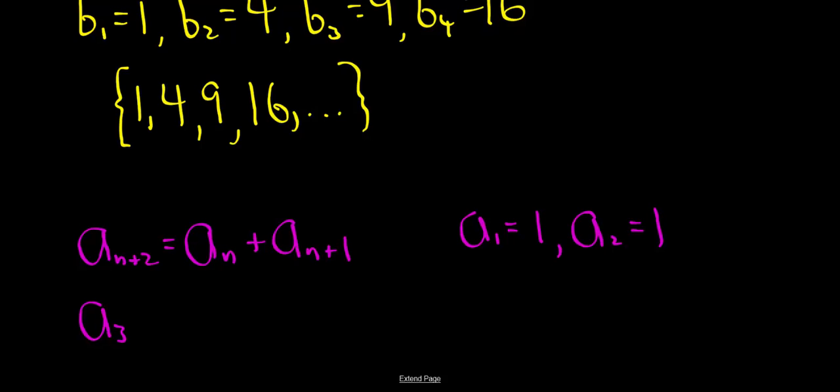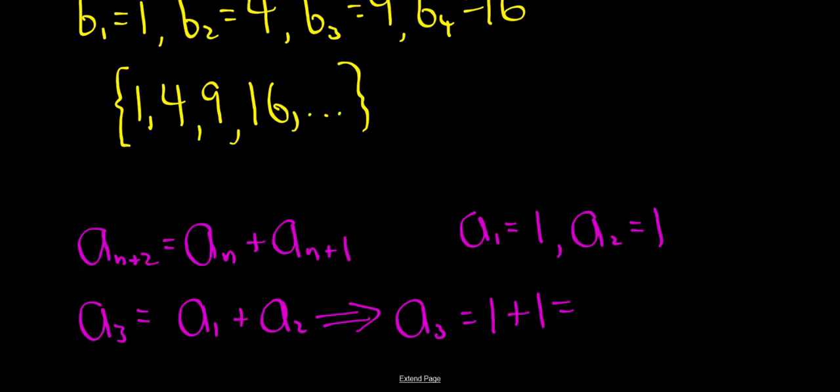We can begin when n is 1. So when n is 1, a sub n plus 2 is a sub 3. So let's see what we've got now. a sub 3 is equal to a sub 1 plus a sub 2. Now we have a sub 3 is equal to 1 plus 1, which is equal to 2.